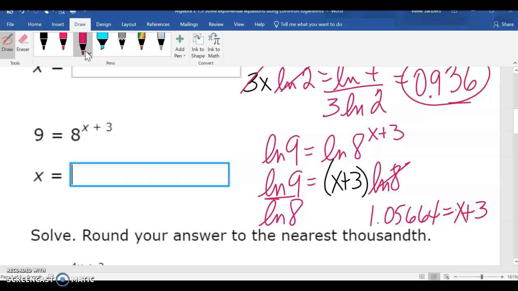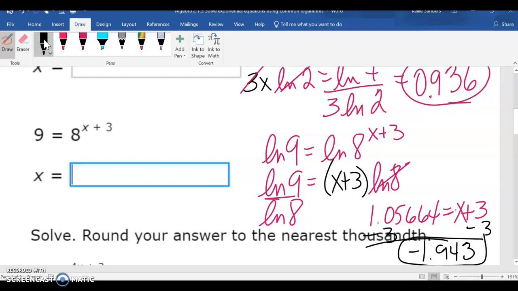Okay, and since I still have that in the calculator, the next thing to do is to subtract the 3. Just in your calculator, press minus 3 and negative 1.94. And now this is when you're going to round, and you get 1.943.